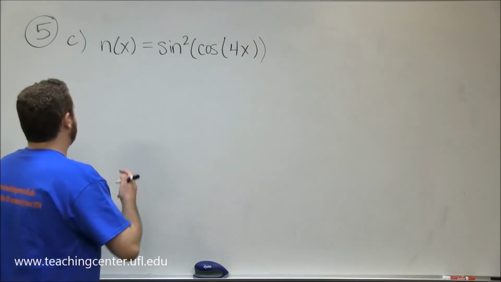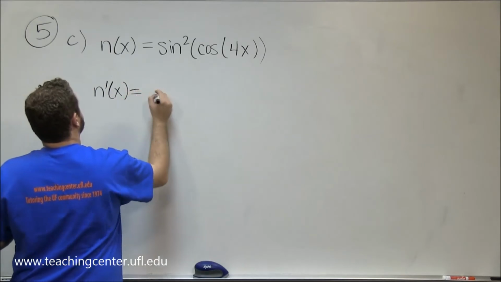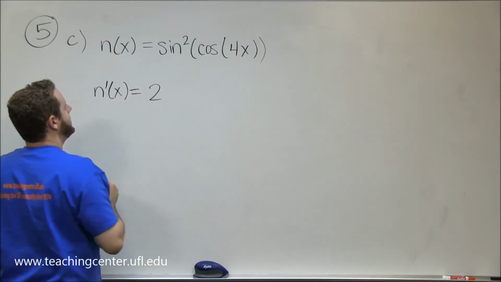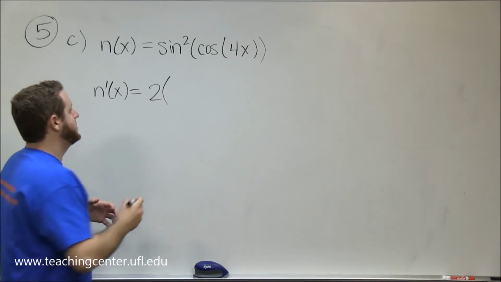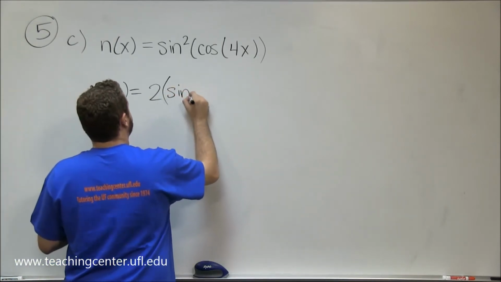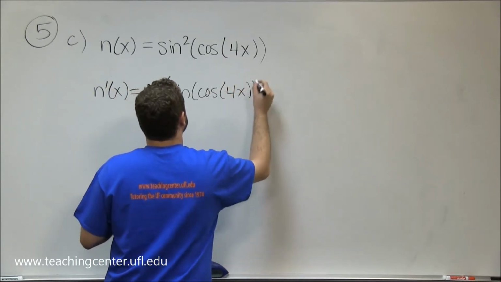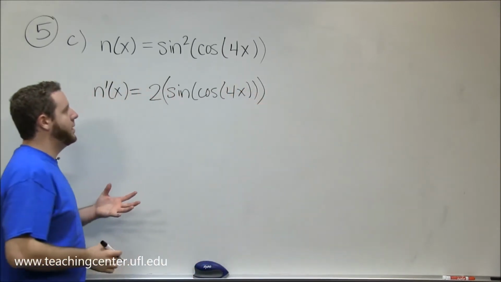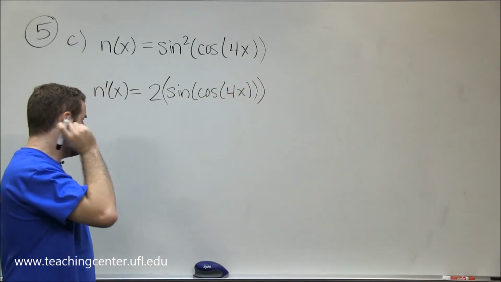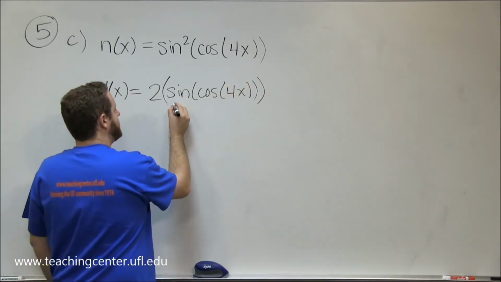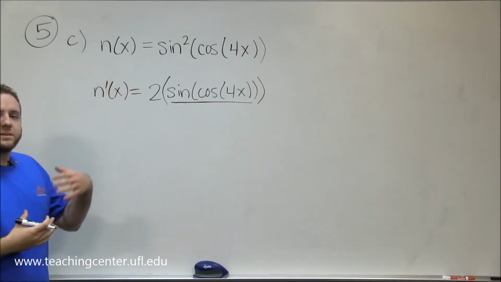To take the derivative of anything that's squared, we're simply going to pull the 2 down and then leave what we were squaring there, which in this case would have been sine of cosine of 4x. And we would lower the power by 1. In this case, it would just go to a 1, so I'm not going to write that. But then by the chain rule, we have to take the derivative of the inside, which is what I've just underlined here. We have to take the derivative of that.